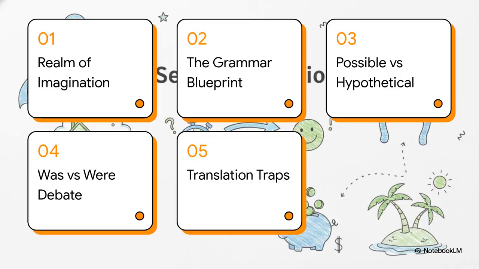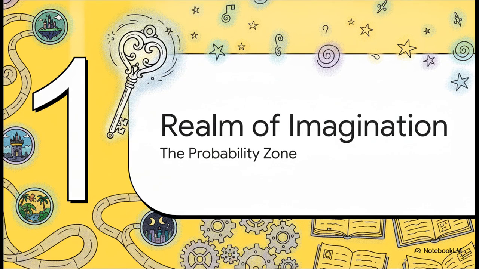Okay, to master talking about the impossible, here's our roadmap for today. We'll hit 1, the realm of imagination, 2, the grammar blueprint, 3, possible versus hypothetical, 4, the whole was versus were debate, and finally, number 5, common translation traps. Let's dive in. All right, kicking things off with section 1, the realm of imagination.